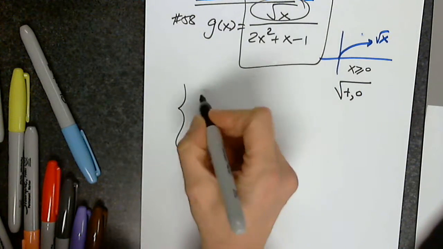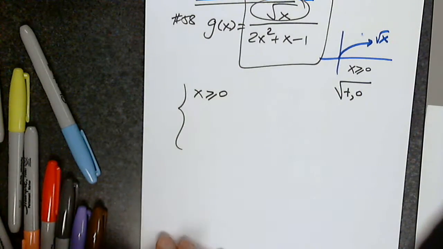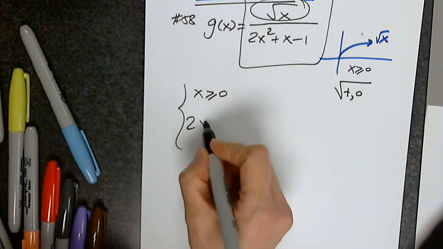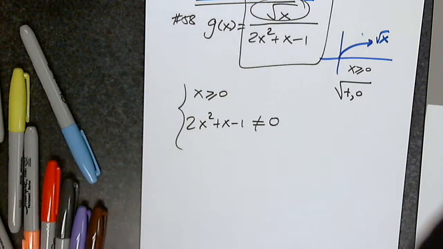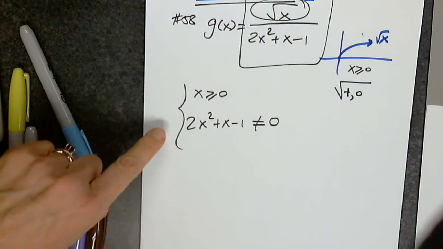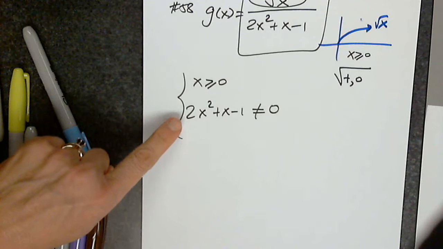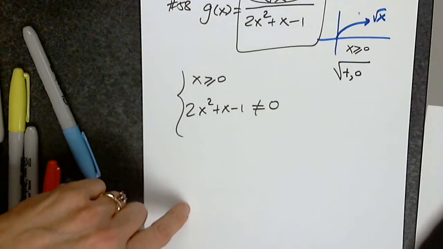From here, I have to write x greater than or equal to 0. And from here, I have to write that 2x squared plus x minus 1 is not 0. Solving these two conditions will give us eventually the domain of this function. So I have to solve the quadratic equation 2x squared plus x minus 1.